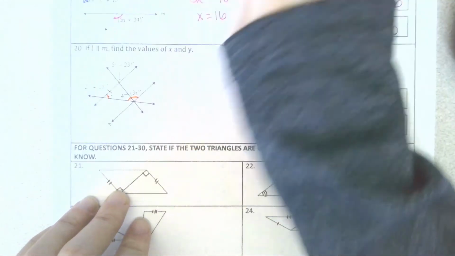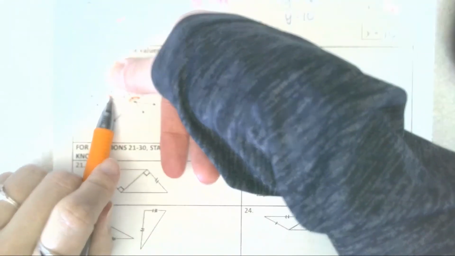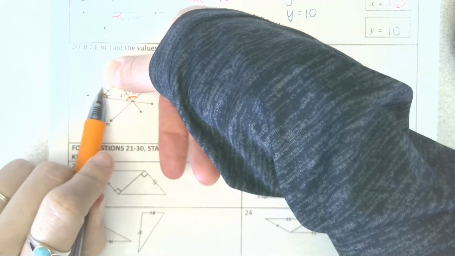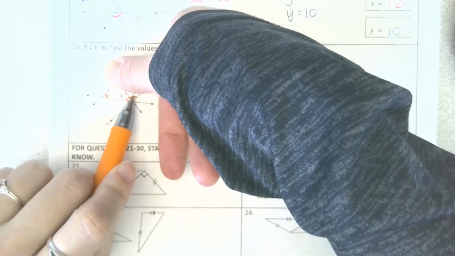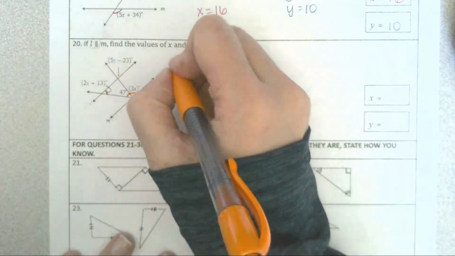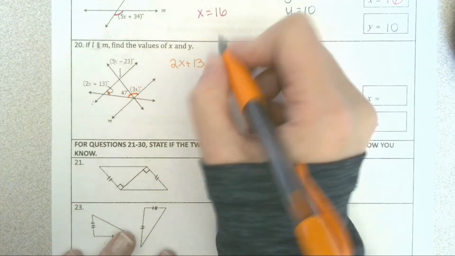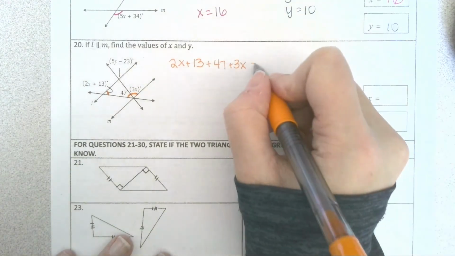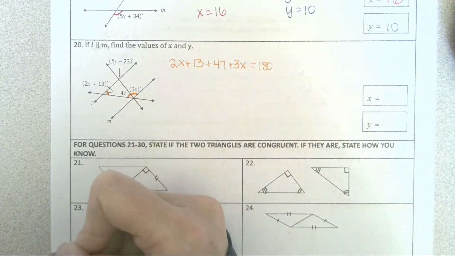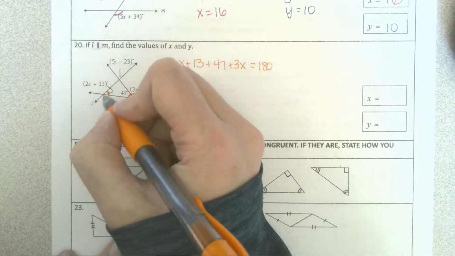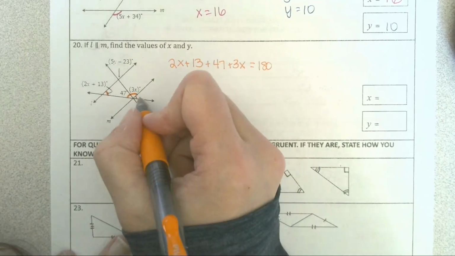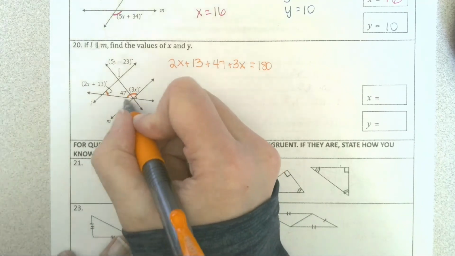So if I just cover this up for a moment and you look, this is an interior angle and this is the other interior angle, is these two together. So 2x plus 13 and 47 and 3x all have to add up to be 180. So when I write this, it's 2x plus 13 plus 47 plus 3x equal 180. And that's because in this diagram, this 2x plus 13 technically belongs right here. So the three of these angles together make 180.